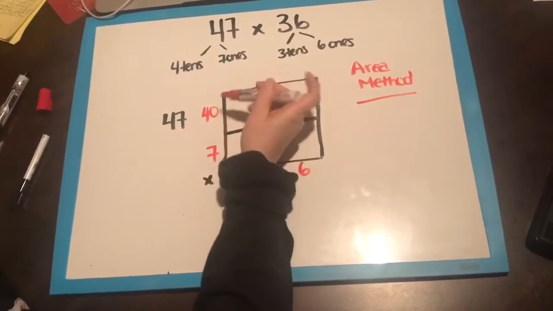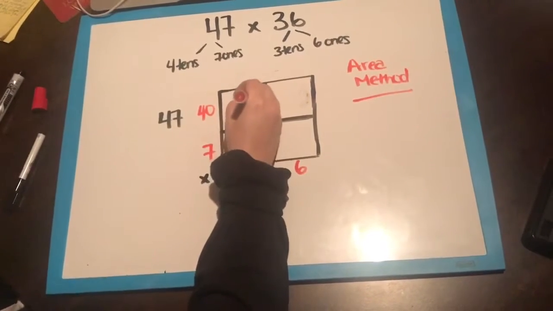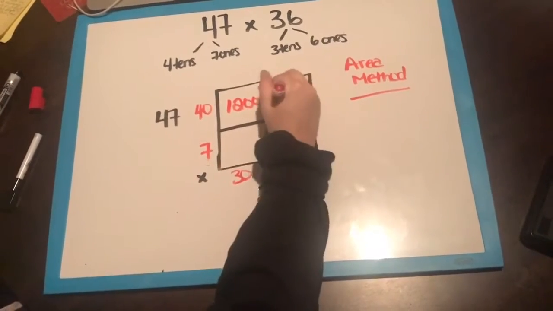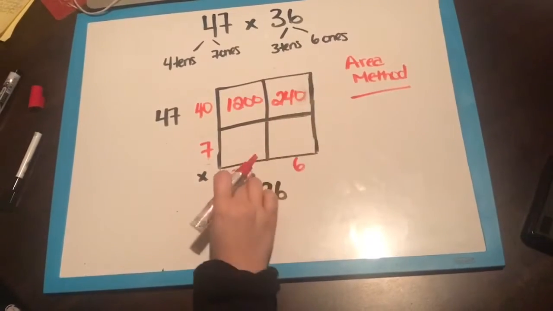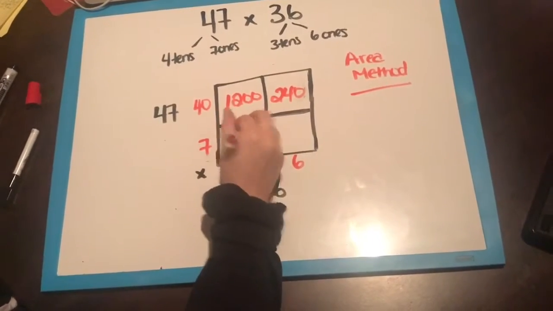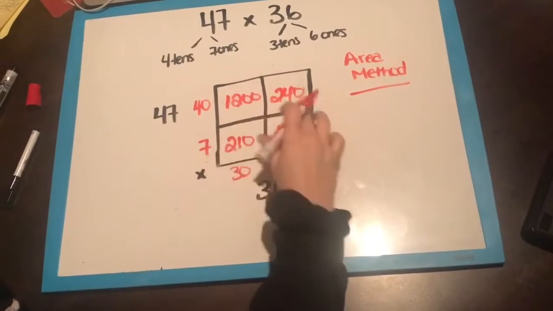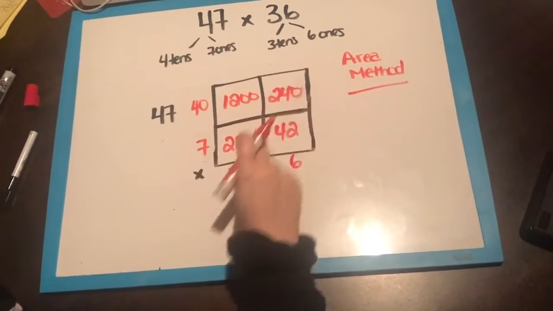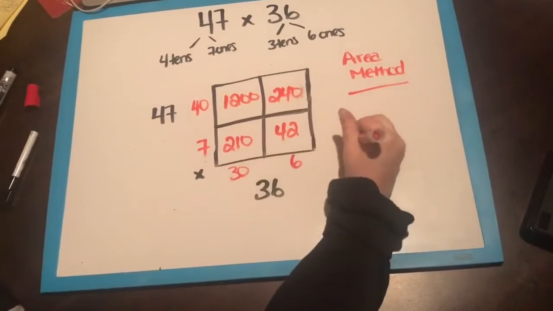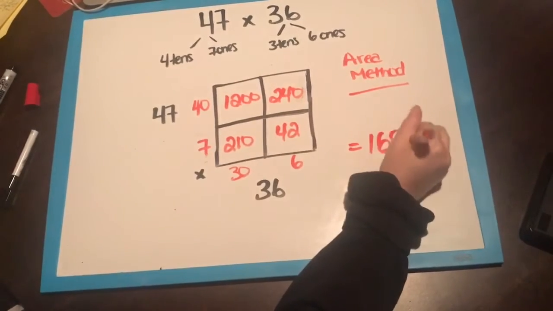So 40 times 30 is 1,200. 40 times 6 is 240. 30 times 7 is 210, and 6 times 7 is 42. So again, to find our product, we add everything up in the middle. So 1,200 plus 240 plus 210 plus 42 still equals 1,692.